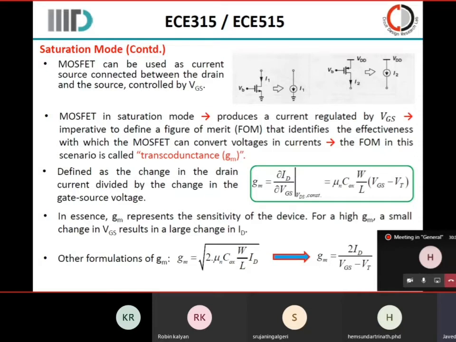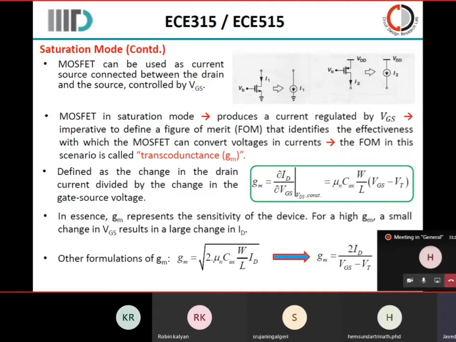So it's now important to define a figure of merit that identifies the effectiveness with which the MOSFET can convert voltages into currents. And this figure of merit is called transconductance. Transconductance is defined as the change in the drain current over the change in the gate to source voltage. So it's basically a response to how much drain current is observed. And the main condition is that you should have VDS being constant across its operation.